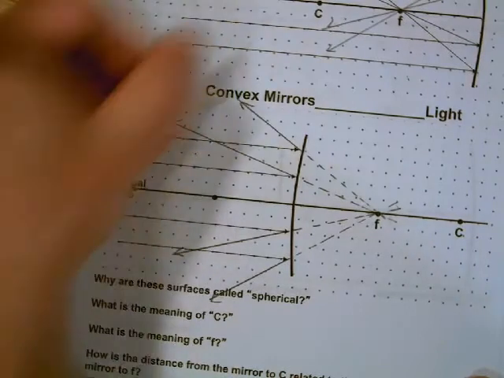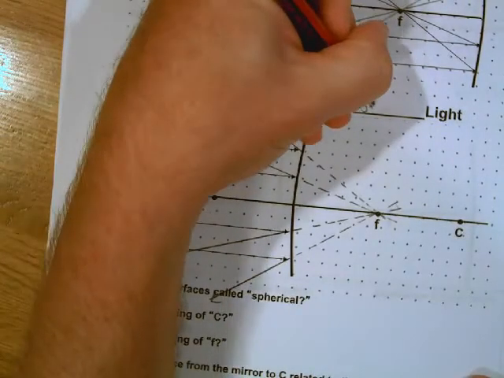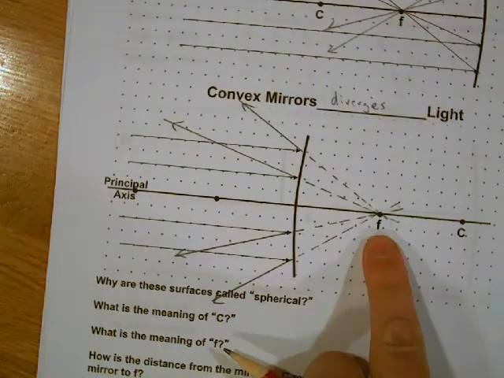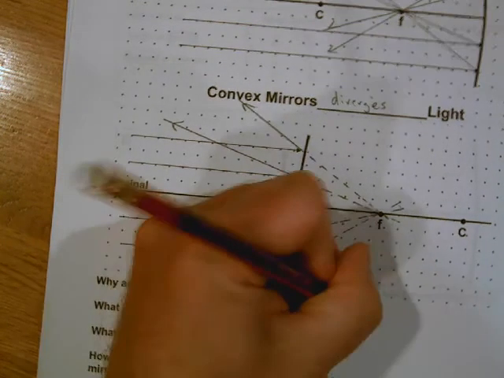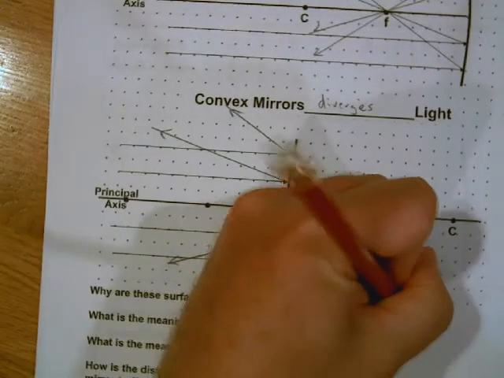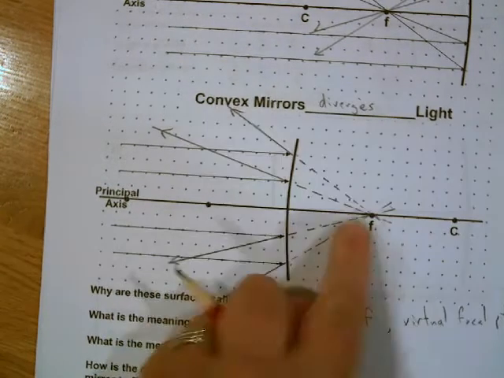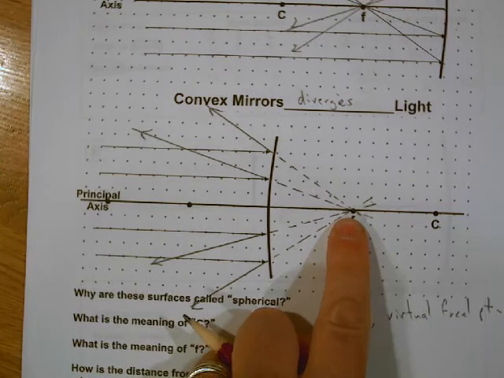See how it is spreading the light out over here? That's called diverging. It's diverging the light. And then does everybody see how F right here, the light is not actually going there? It just seems like the light is going there, which means that F is going to be negative, which means it's a virtual focal point. The light is not really going there. It just seems like it's going there. Everybody got that okay?